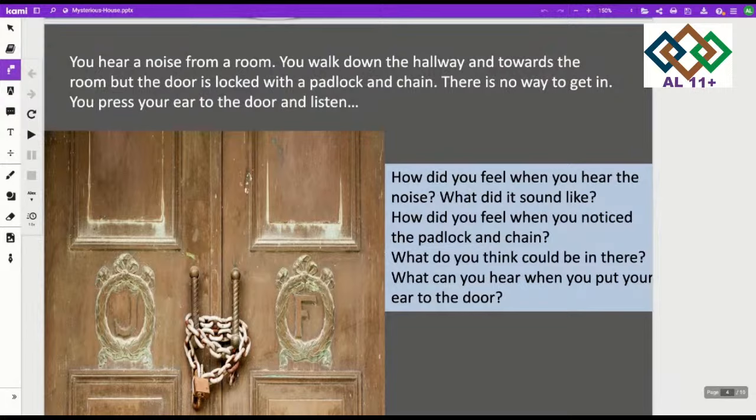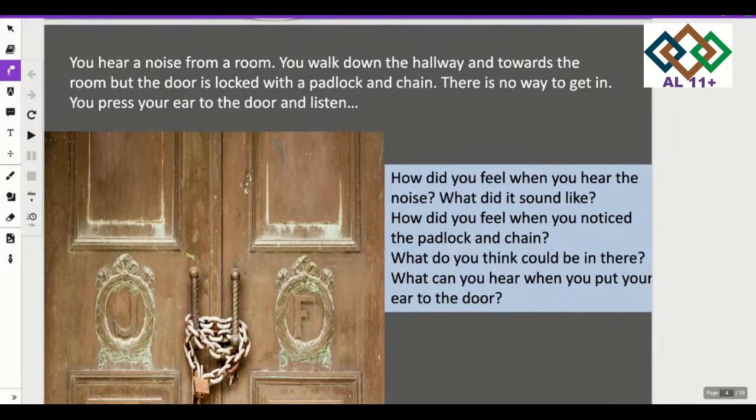So basically there's no way to get in. You press your ears to the door and you listen. You try to listen to what's happening behind the door, who is inside. So what did you hear, basically? How did you feel when you heard the noise? What did it sound like? How did you feel when you noticed the padlock and chain? What do you think could be in there? What can you hear when you put your ear to the door?